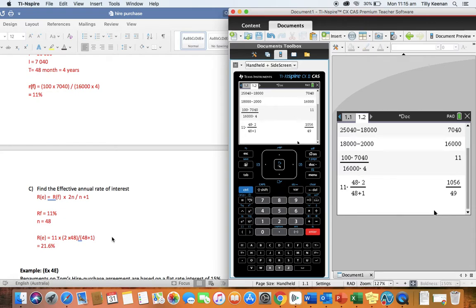I hope that is clear to you now. So the effective interest rate is nearly double our flat interest rate. And we can see that by comparing the effective interest rate, 21.6%, with our flat rate, 11%. Okay, I hope that's much clearer with you now, and you can have a go at the questions.